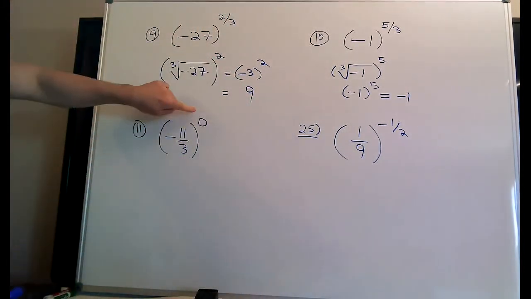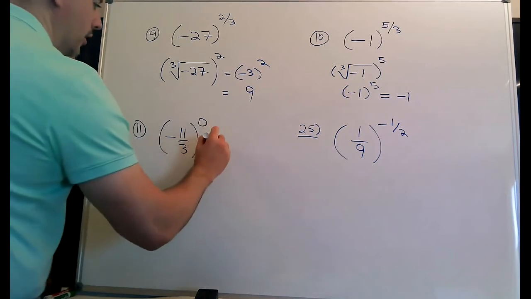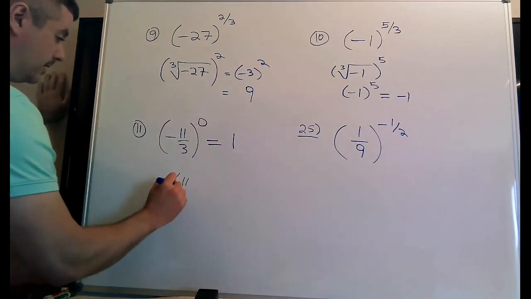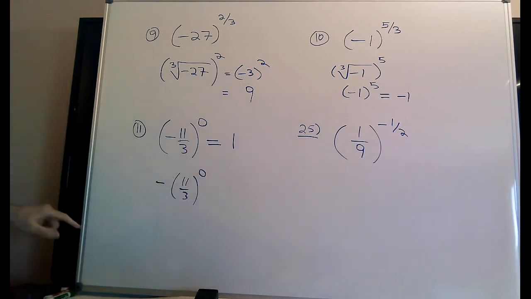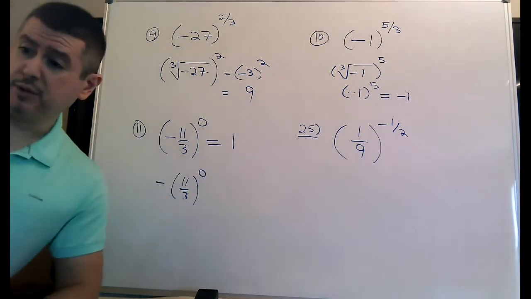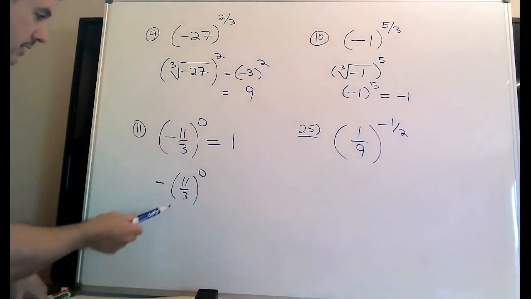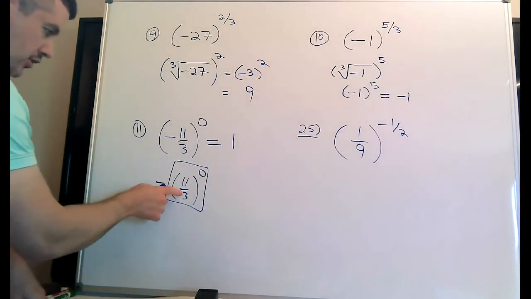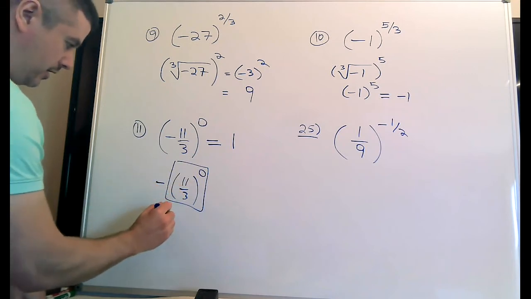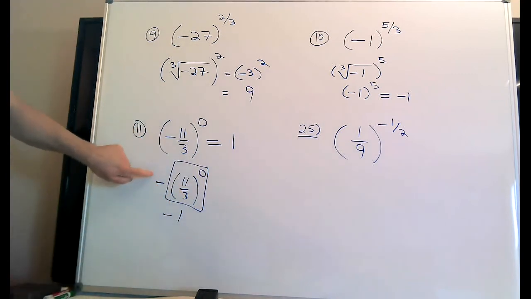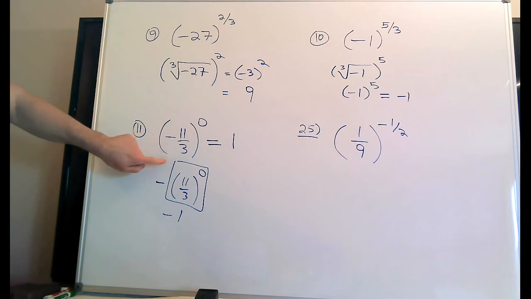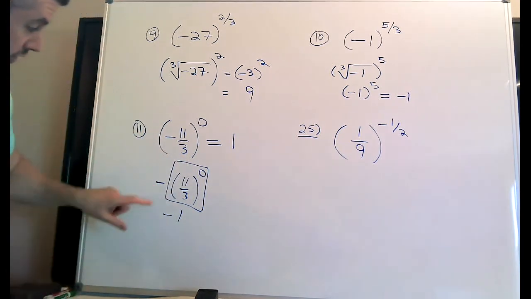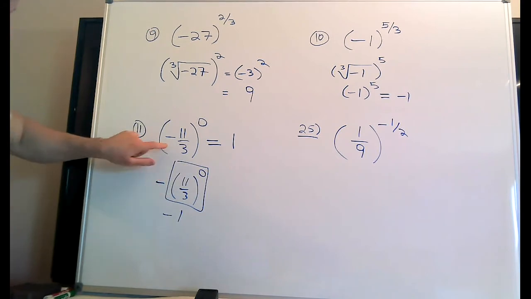This one's a joke. Anything to the 0 power is 1. I want to show you how you can be tricked here. This one. Wait, but you just said anything to the 0 power is 1. This is 1. This negative is going to come and smack that 1 as soon as it shows up there. So you have to be very careful. The minus is in there. The minus is not in there. And it makes all the difference. So this bottom one here would be -1. This one would just be 1.